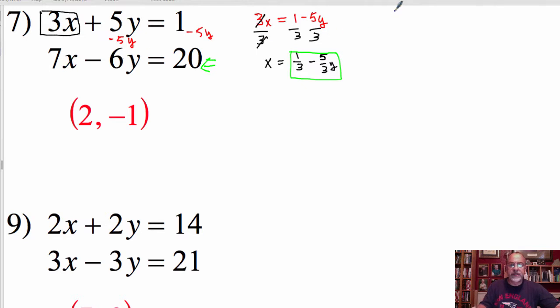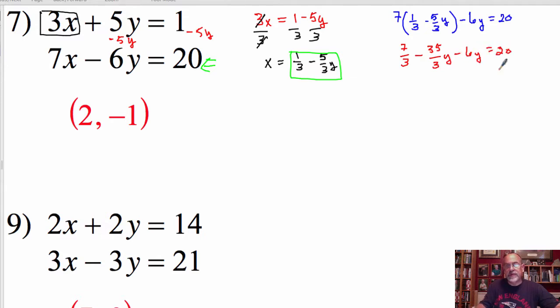So beginning with this equation, I'm going to have 7, and there's the letter x, so I'm going to substitute in this 1/3 minus 5/3 y into the equation and then finish copying the rest. So minus 6y is equal to 20. You'll notice that that gets rid of the x and I only have y's here. Using my steps for solving an equation, I'm going to distribute first to remove parentheses. So that's going to be 7/3, and that's going to be 35/3 minus 6y is equal to 20.